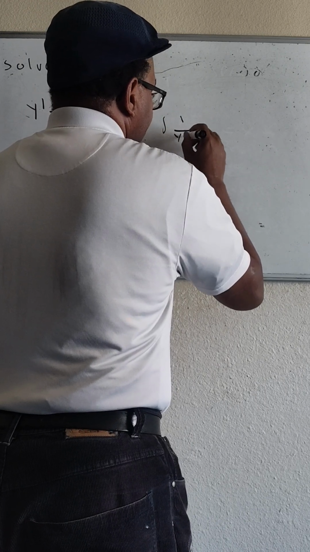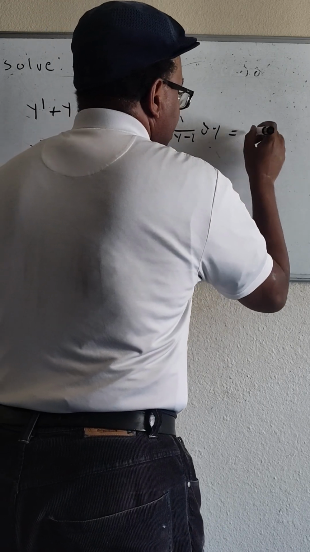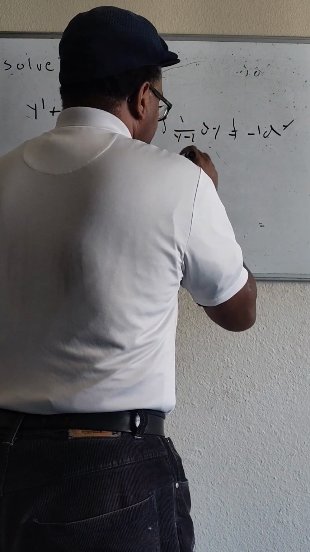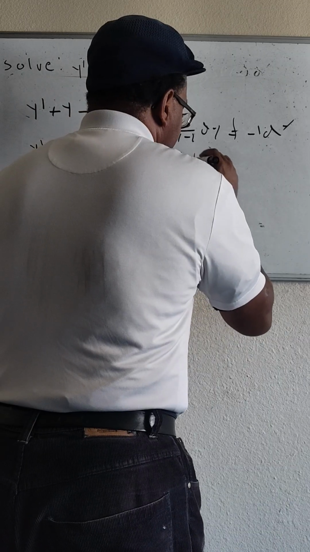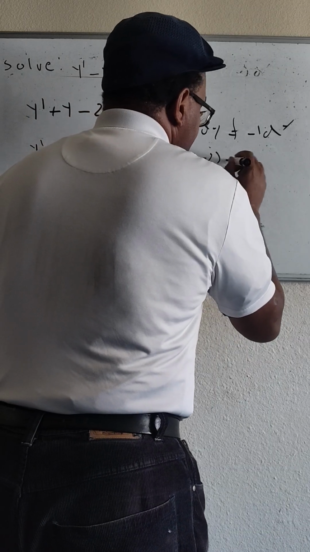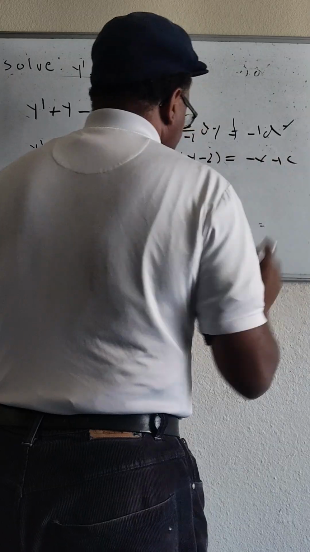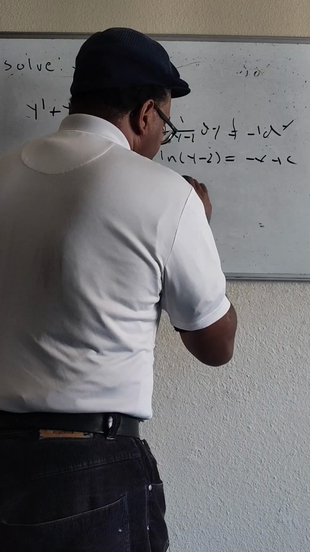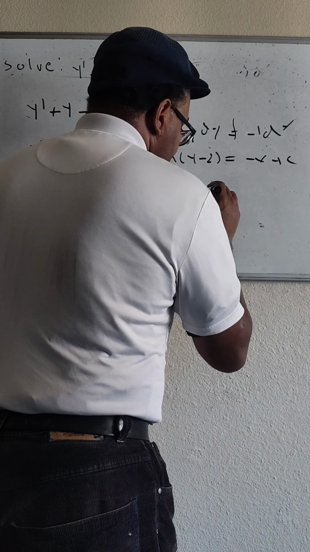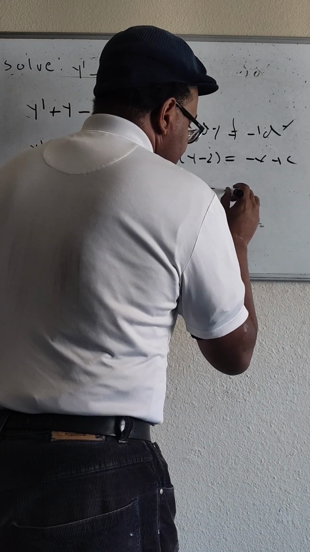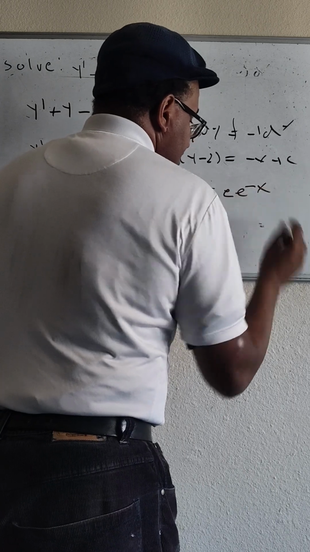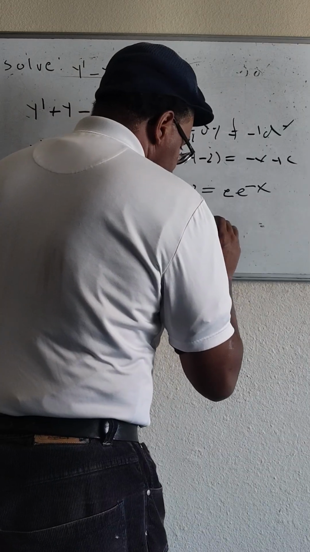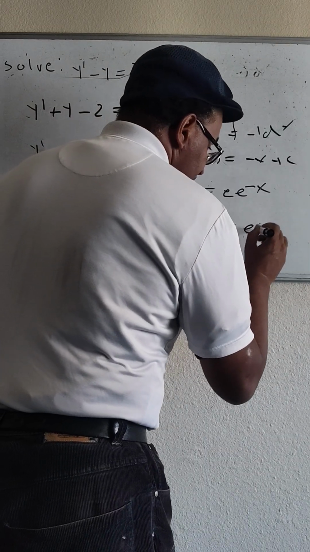The integral of 1 over y minus 2 with respect to y equals negative 1 with respect to x. So this becomes ln of y minus 2 equals negative x plus c. Our final answer is, because we're going to raise both sides to the e, then we have y minus 2 equals c e to the negative x, by the laws of exponents. And our final answer will be y equals 2 plus c e to the negative x.